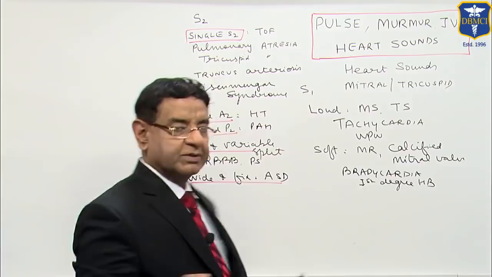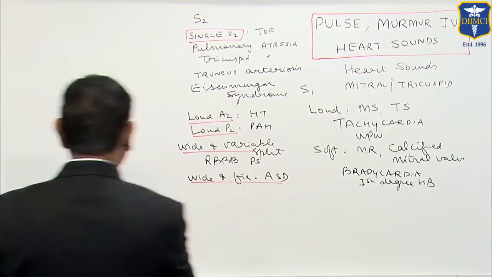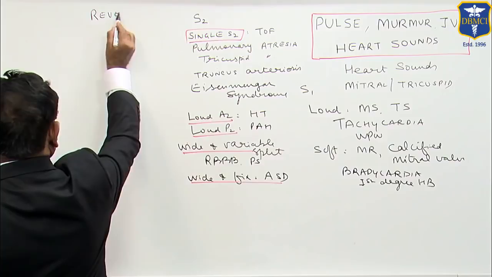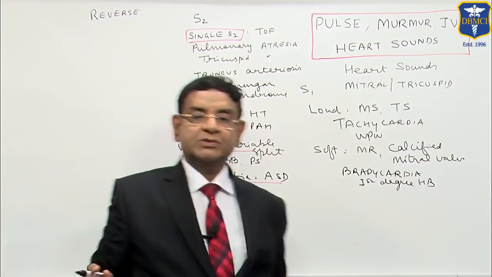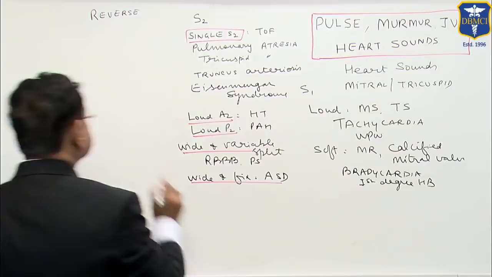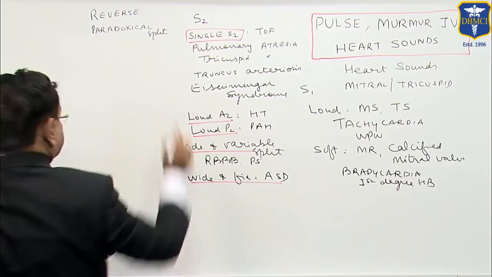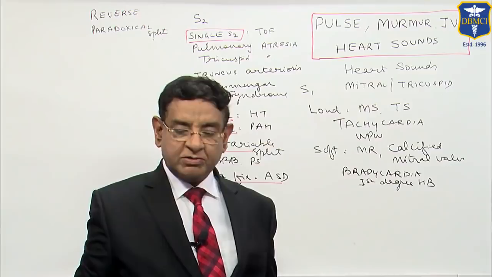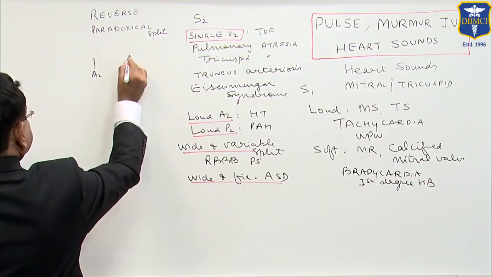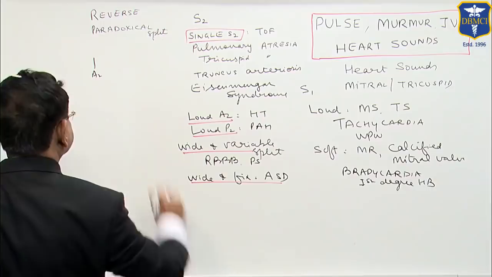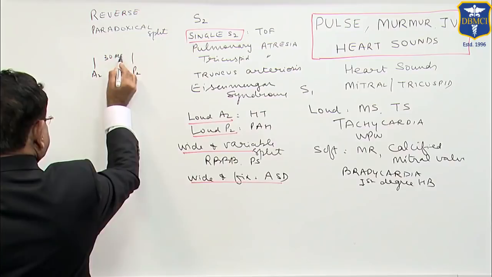Now comes the most important question: reverse splitting of S2, also known as paradoxical splitting of the second sound. First we learn the basic concept. What do you mean by reverse or paradoxical splitting? Just now I have told you A2 comes first and P2 comes about 30 milliseconds later. The gap is there, okay.